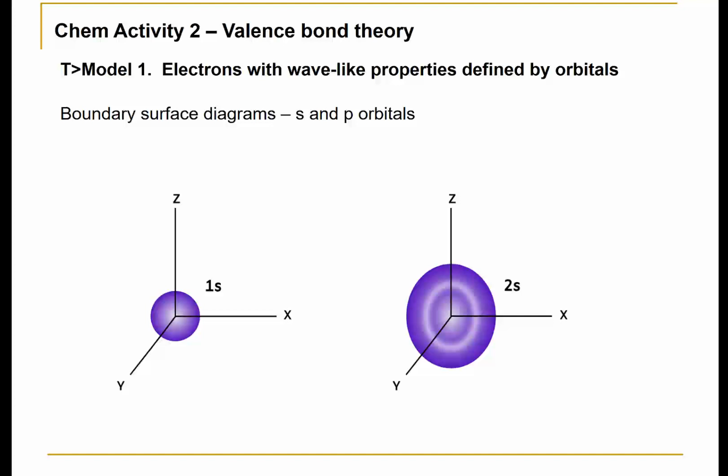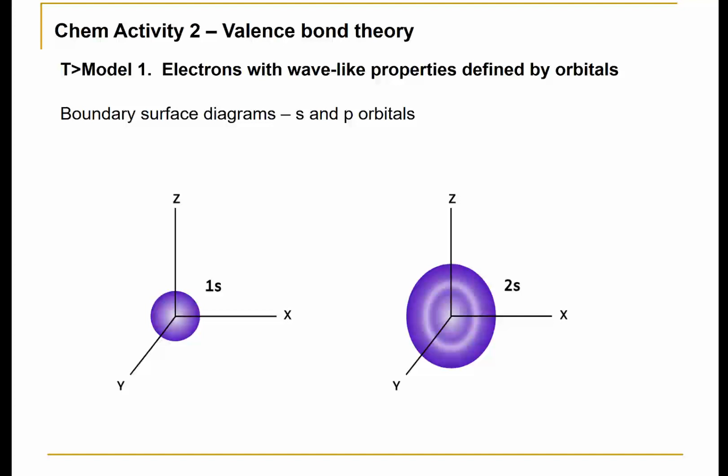Boundary surface diagrams are usually used to represent the region of space where we can find the electron 95% of the time. So rather than deal with the mathematical equation, we'll most often deal with boundary surface diagrams. You can see in front of you 2 such examples of boundary surface diagrams, both for s orbitals. Both of these orbitals have a spherical orientation, and this will be true for any s-type orbital.